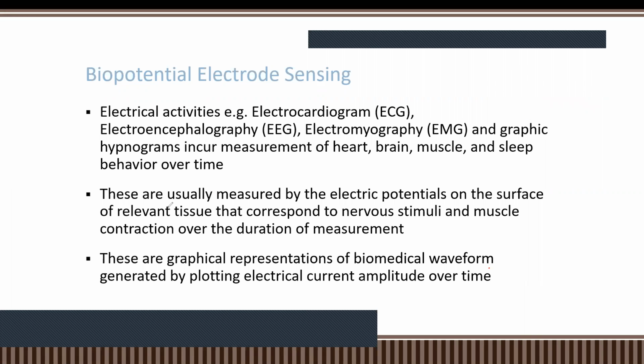So these are usually measured by the electric potential on the surface of relevant tissue that corresponds to nervous stimulation and muscle contraction over the duration of measurement. So these are graphical representations of biomedical waveforms generated by plotting the electrical current amplitude over time.